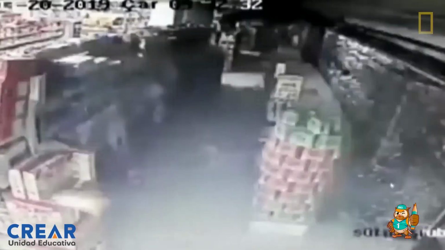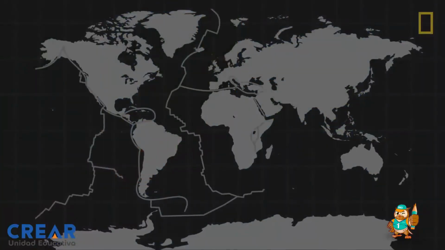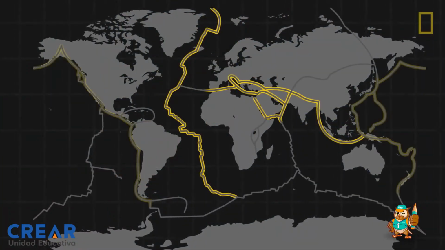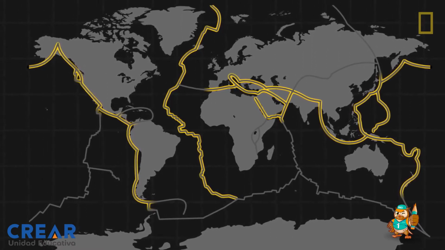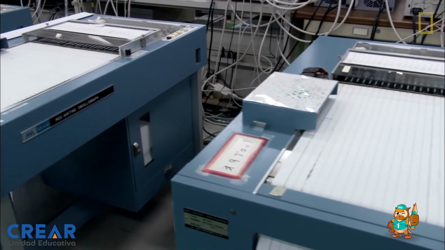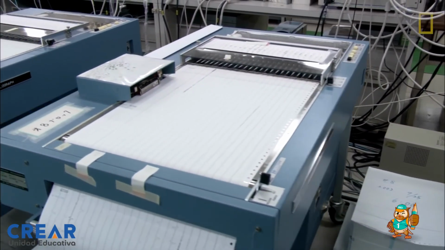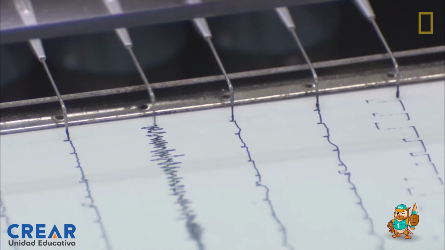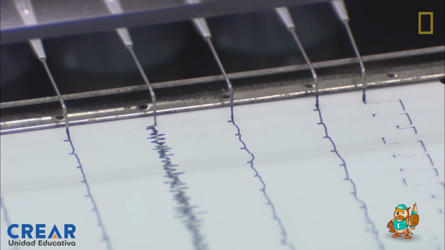Now, what happened in the cities? What happened inside the supermarkets? What happened inside the cities that are most populated? Well, this is the scale of Richter, kids. And with this, we finish the class.